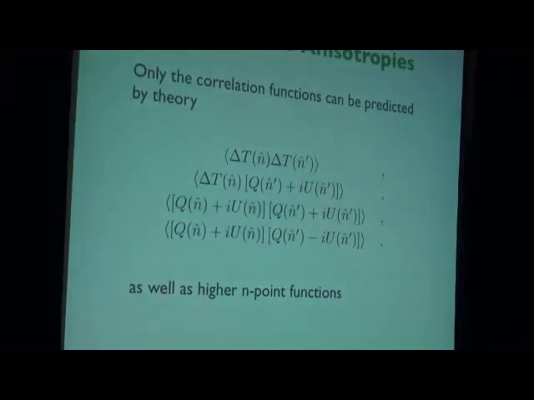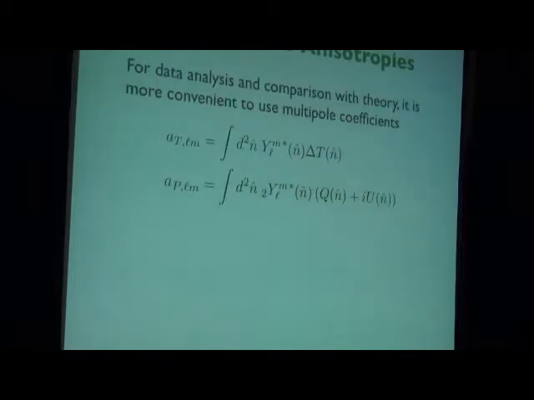Now, if you're interested in the theory, you cannot really predict the maps themselves, because they depend on the particular choice of initial conditions. What you can predict are the correlations. So you can work out the correlation between the temperature in one direction and the temperature in another direction averaged over the sky, or the correlation between the temperature perturbation and the polarization, or between the polarizations, as well as the higher n-point functions. For data analysis and comparison with the theory, it's more convenient to use the multipole coefficients.